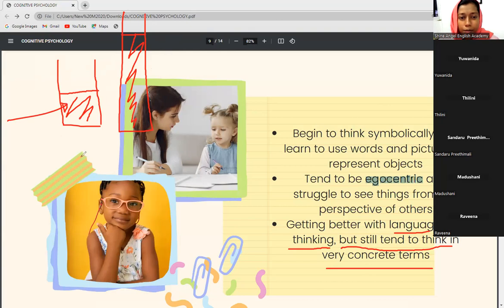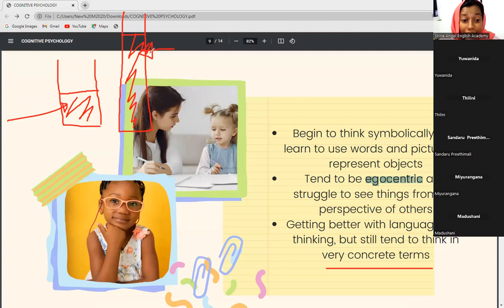Same amount, right? Can anyone tell me which glass the child will choose? Is it the short glass or the tall glass? What glass do you think they will choose? Tall glass? Yes, they will be choosing the tall glass.